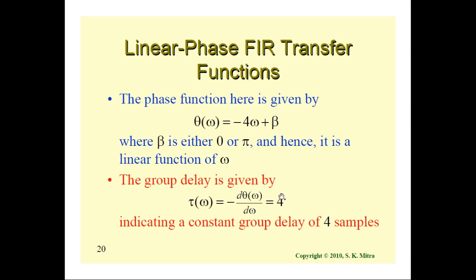Therefore, if I have a type 1 FIR filter which exhibits linear phase characteristics, it will introduce a delay of 4 samples once a signal is passed through it, or in general a delay of N by 2 samples is introduced by this filter. So this is a condition which can only be met in the case of linear phase characteristics, if the system obeys linear phase characteristics.